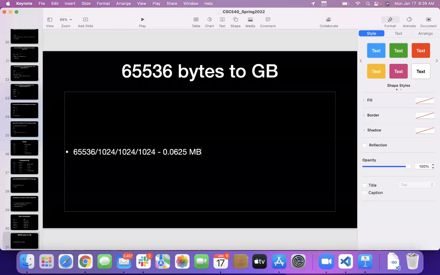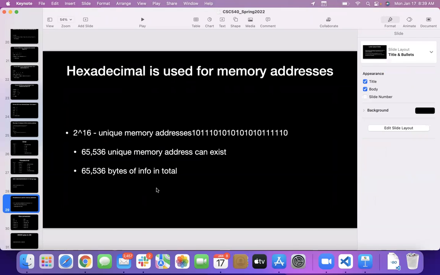So what lets them make that decision? It comes back to how big are these houses? With 2 to the 16th unique memory addresses, that's the number of houses we can uniquely represent in our computer. If we choose hexadecimal to address our memory, that's our limitation. We can uniquely talk about 65,536 different places using the base 16 numbering system.